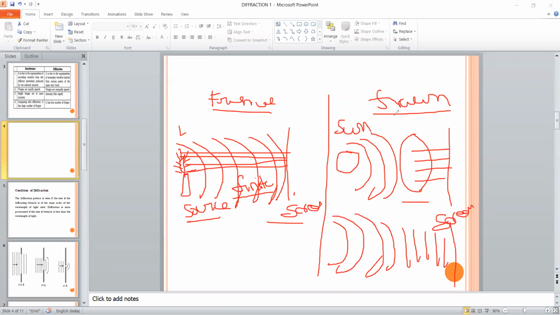Then what about Fraunhofer diffraction? Here, we have to take the example sun, and the screen is on the earth. Whatever the light rays emerged by the sun, they are incident on the screen with the help of a convex lens. Otherwise, these light rays are not incident on the screen. That means here we compulsorily use a convex lens.